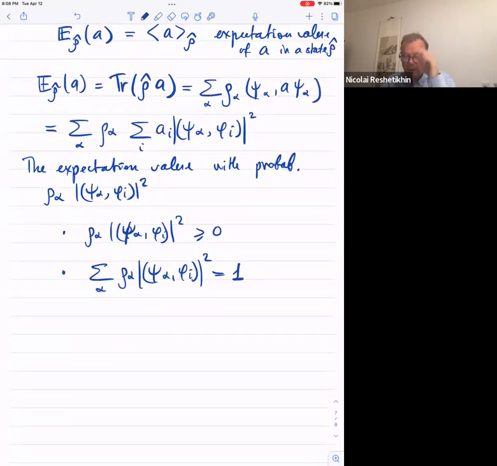So it doesn't matter whether the state is pure or mixed, you still have this probabilistic interpretation, so that the value of an observable on this state is given by the probability distribution. I mean, it's an expectation value of this probability distribution on eigenvalues.